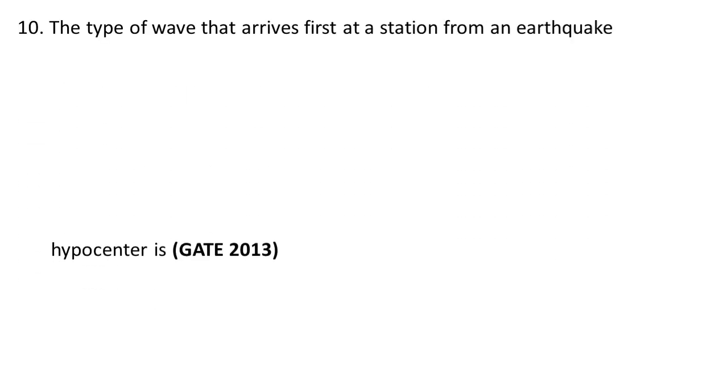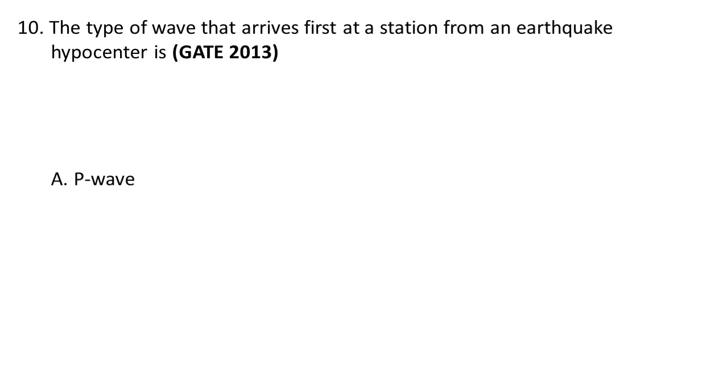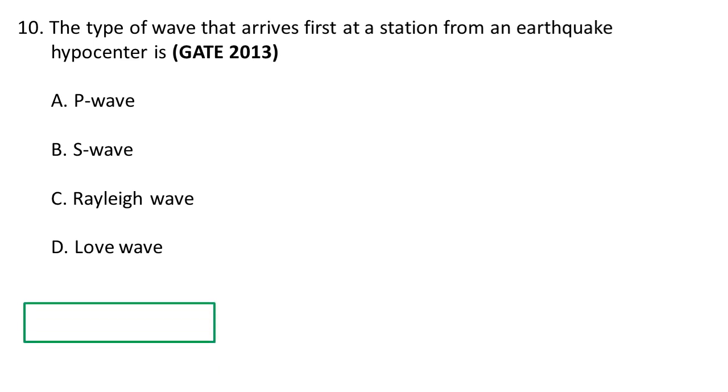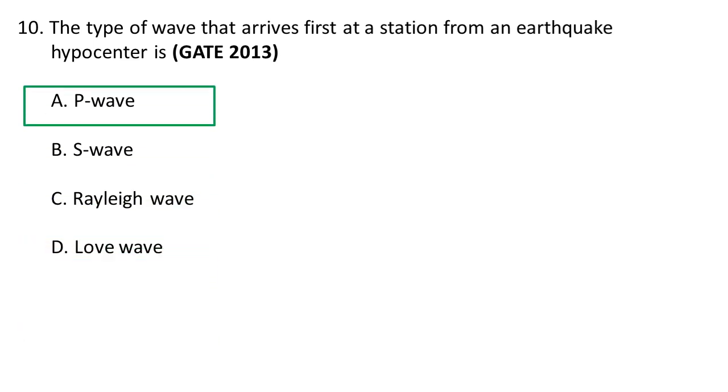Next question. The type of wave that arrives first at a station from an earthquake hypocenter is A. P wave, B. S wave, C. Rayleigh wave, D. Love wave. Obviously, P waves are the first to arrive from an earthquake hypocenter. P waves travel faster and are the first to arrive. In S or shear waves, the rock oscillates perpendicular to the direction of wave propagation, and S waves generally travel at about 60% of the speed of P waves, and the S wave always arrives after the P wave. So A, P wave, is the correct option. Next question.